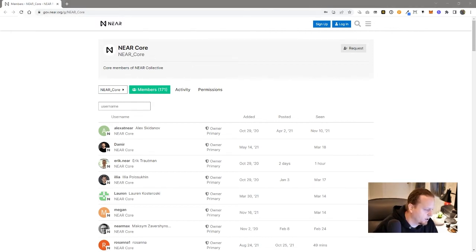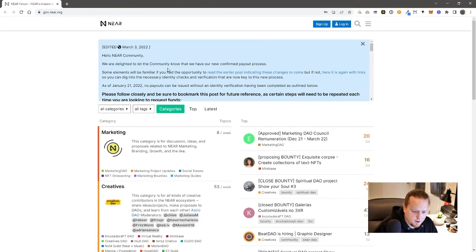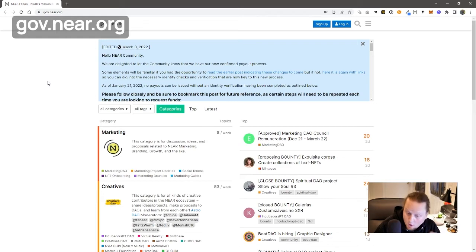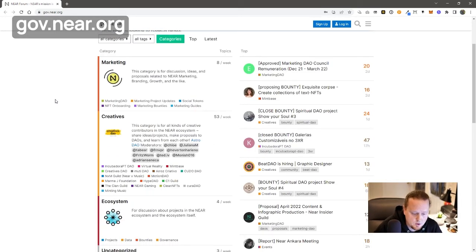The next thing we're going to look at is how the Near protocol is governed. So there is a website, gov.near.org, and essentially they have split the website into groups of communities that are called guilds.